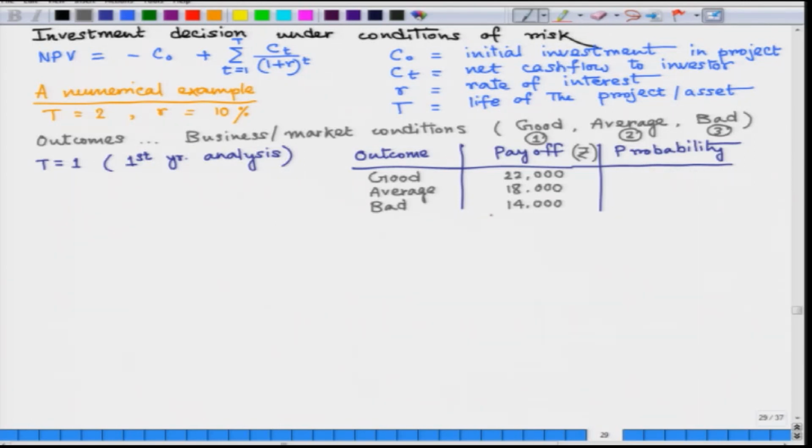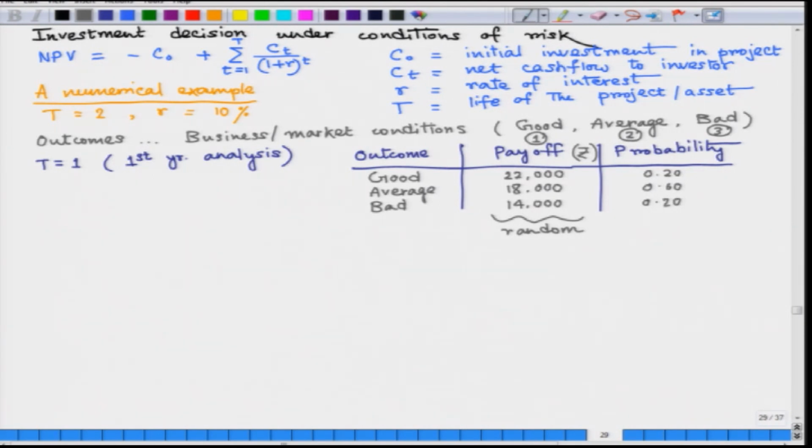So, my payoff is now random, or cash flow is random. Now, we are going to give some arbitrary probability values associated with this number. So, 0.2, 0.6 for average market condition, and again 0.2 for the bad state or poor market condition.